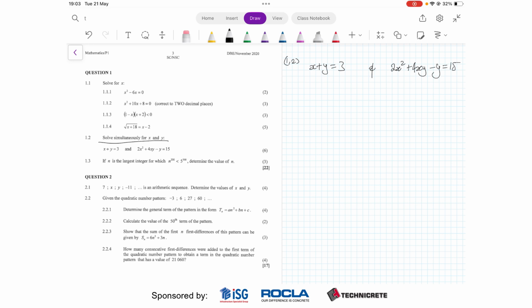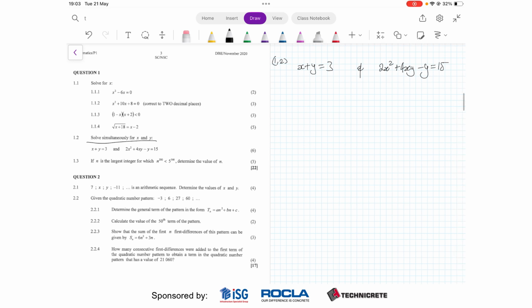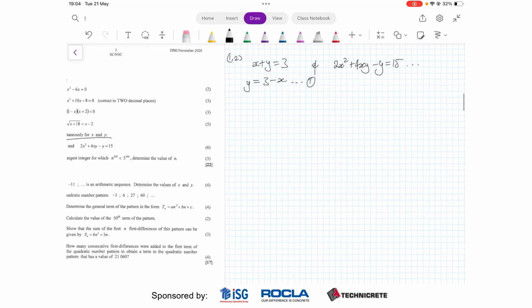Okay. Now, this already makes things easier for us, because we can immediately see that we need to isolate one of our variables in one of the equations. On this equation, we need to isolate one of the variables, and let's choose x, actually, let's choose y just to make things a little bit easy. Choosing y, we find that y is equal to 3 minus x. Let's label that equation 1. Let's label this equation 2.